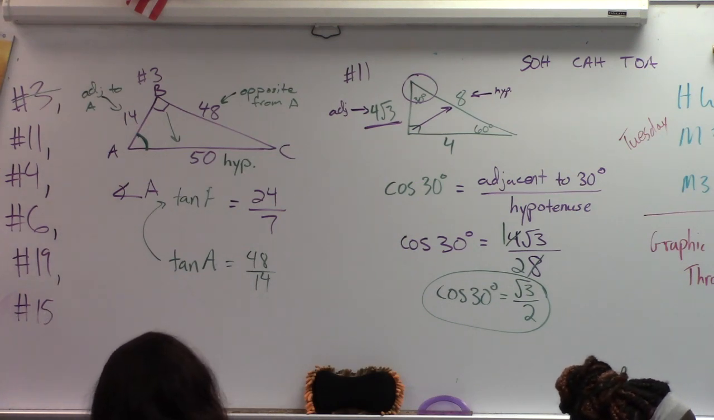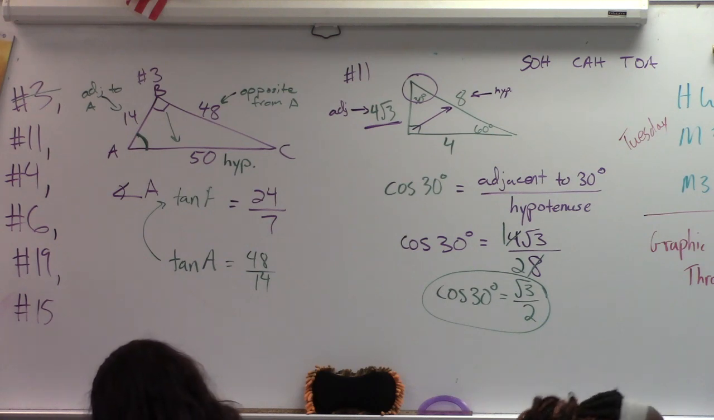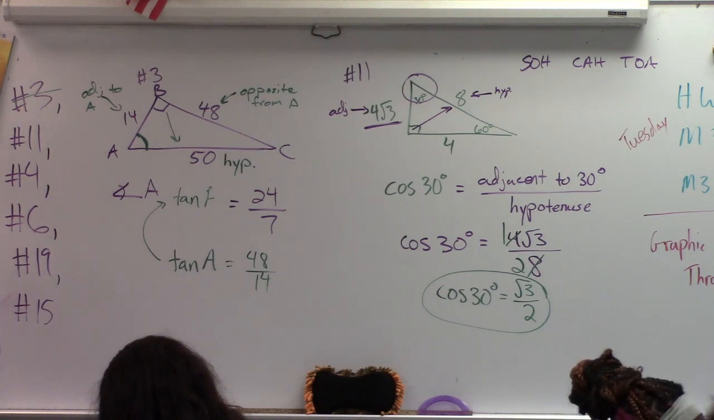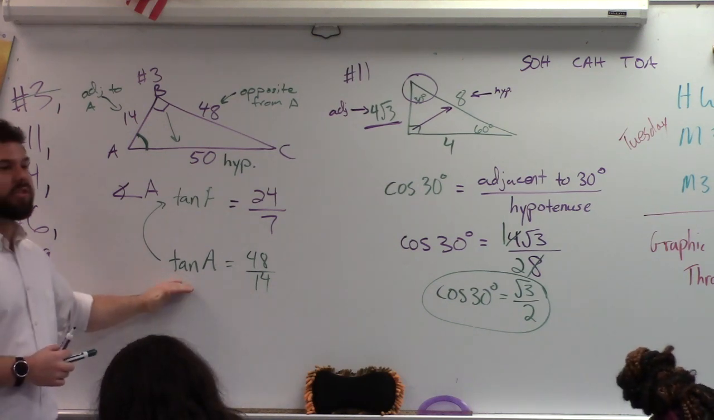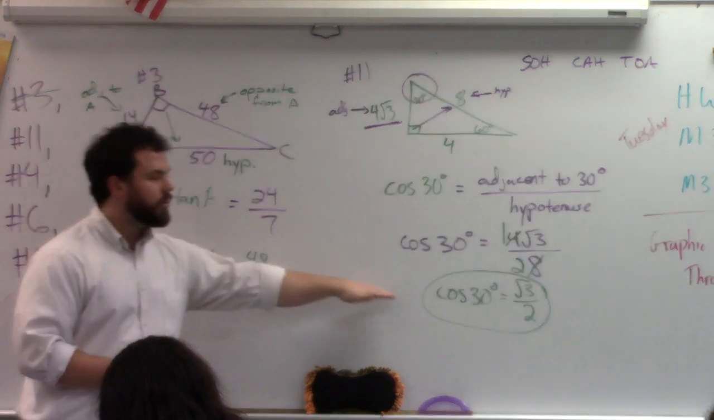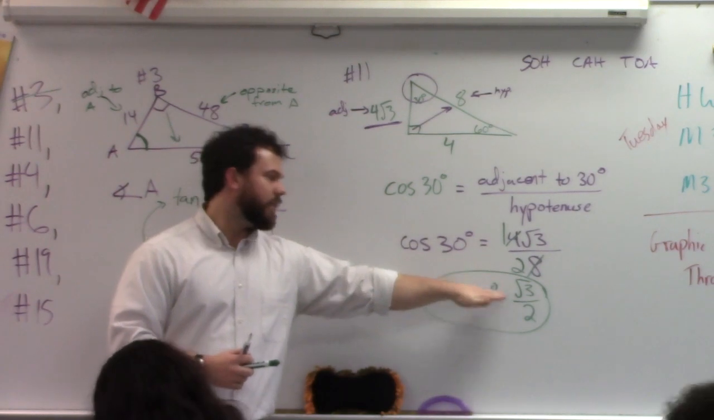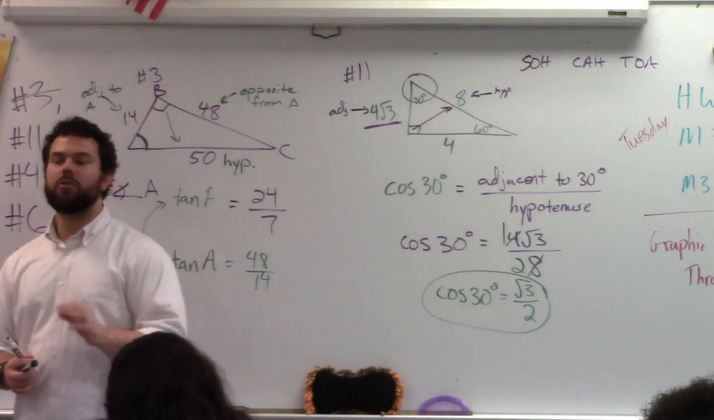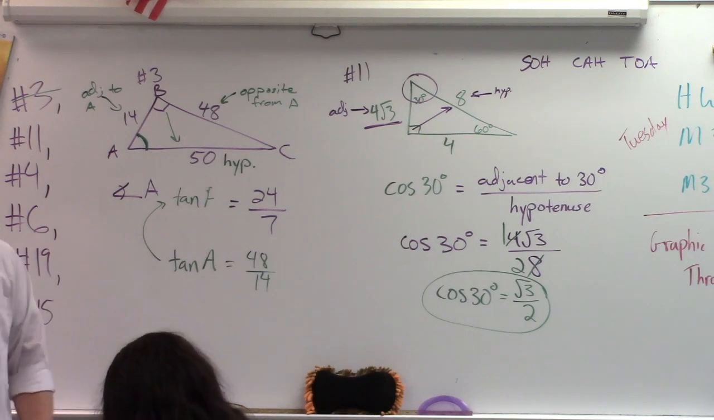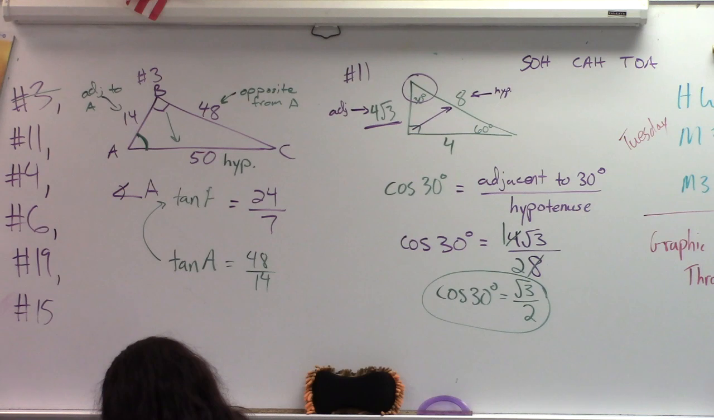Because a detail that a lot of us are missing is this. Have I ever just written a fraction or a ratio up here? No. You need to say the tangent of A is equal to this ratio. The cosine of 30 degrees is equal to this ratio. You need to write the trigonometric ratio equals the ratio. You got to say that it equals that thing. Otherwise, you will not be earning full credit.